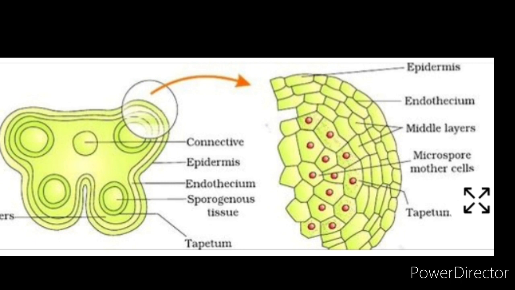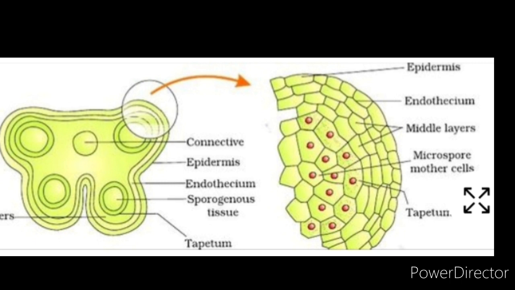So these are the 4 main wall layers. First is the epidermis, a single layer; then the endothecium, again a single layer; then the middle layers, 2 to 3 layers; and inside the middle layers is the tapetum, which nourishes the developing pollen grains. It contains dense cytoplasm and sometimes more than one nucleus is present.